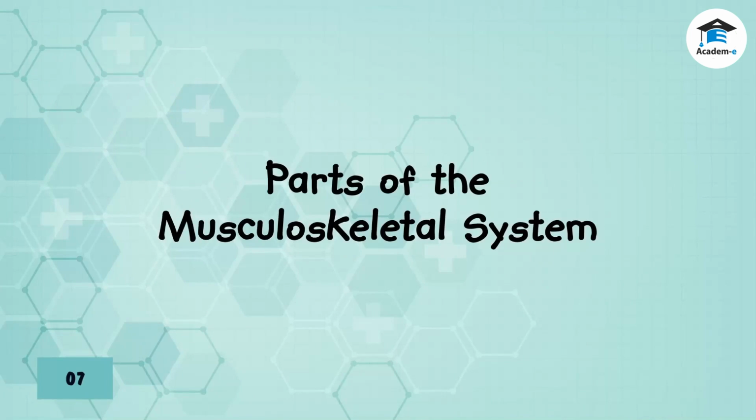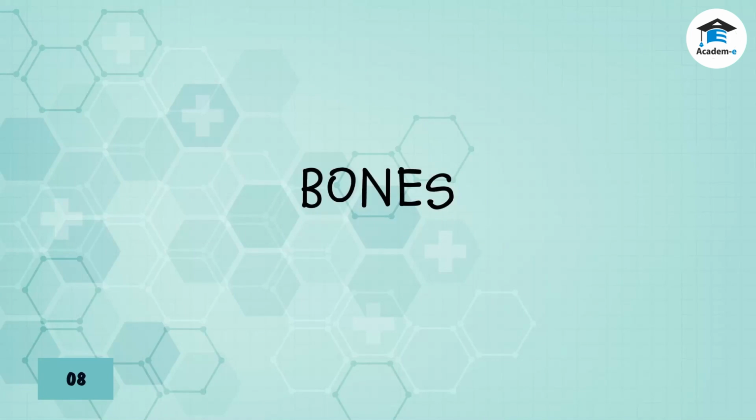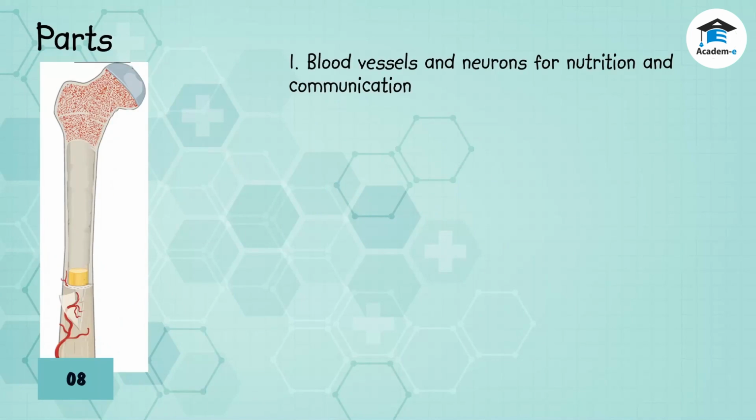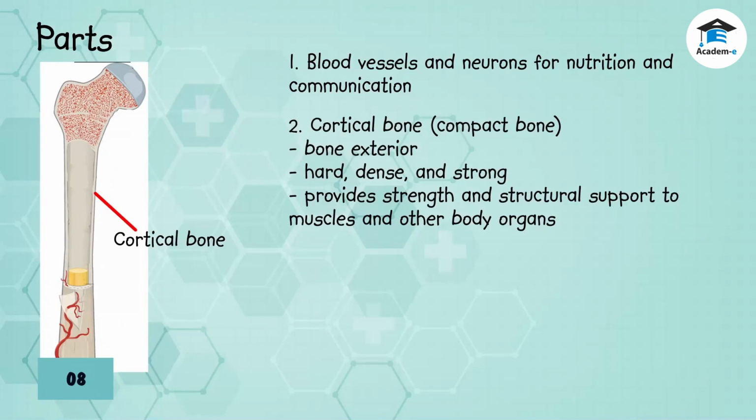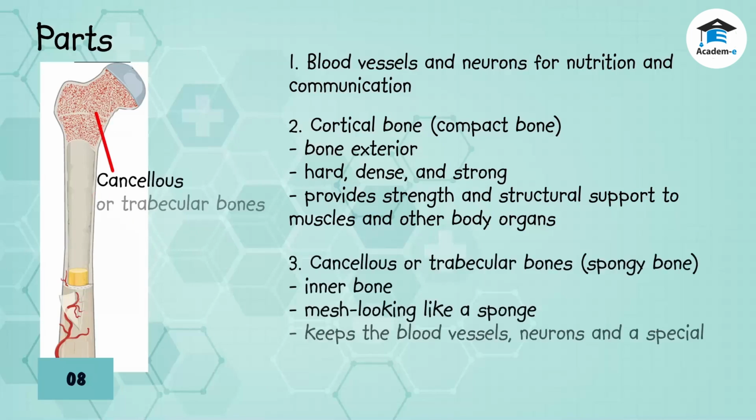Parts of the musculoskeletal system. Aside from neurons and blood vessels for nutrition and communication, bones have a hard, dense, and strong exterior called cortical bone. The cortical bone provides strength and structural support to muscles and other body organs. The inner layer of bones is made up of cancellous or trabecular bone. This bone part keeps the blood vessels, neurons, and a special section called bone marrow.